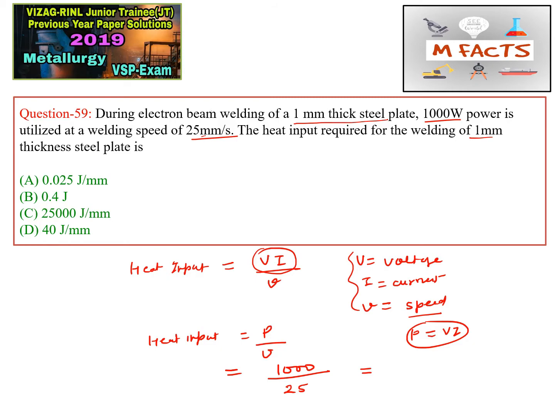Okay, so watt is basically joule per second, and this is in mm per second, so the seconds will get cancelled, and you will get your answer in 40 joule per mm. So 40 joule per mm is the correct answer for this question. So D is correct. By balancing your units, you may find the answer also. For more videos related to numericals based on welding processes, you can press the I button and you will get the link of that video.